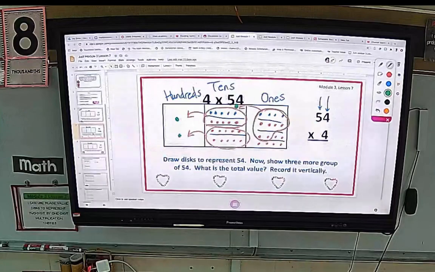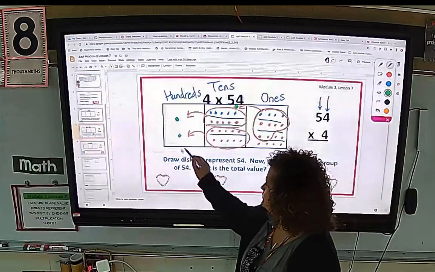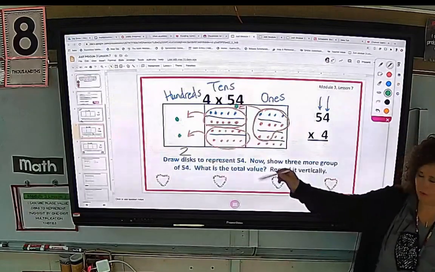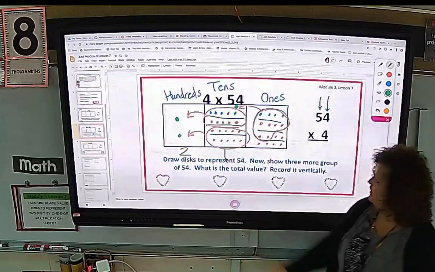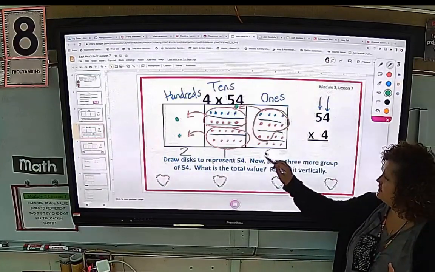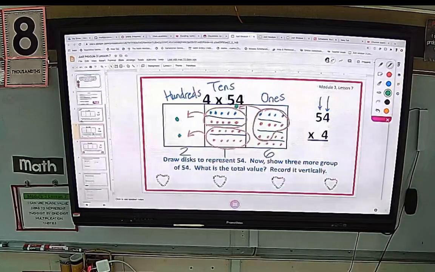Okay, so how many dots do we have in the hundreds place now? 2. We have 2. Or you should have 2. How many dots are in the tens place now? 1. And what about in the ones? 6. 1, 2, 3, 4, 5, 6. So our number is 216, and that is our final answer.